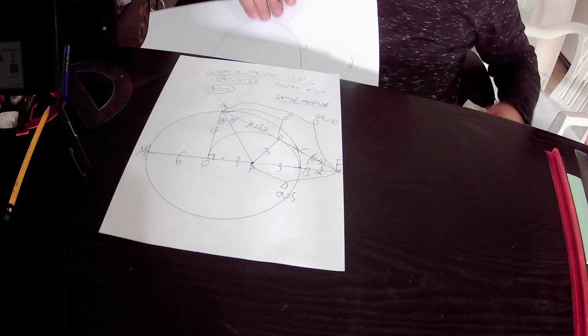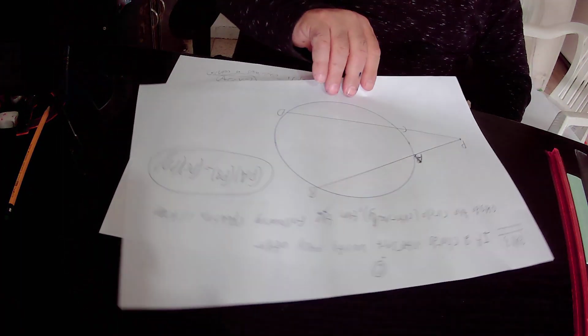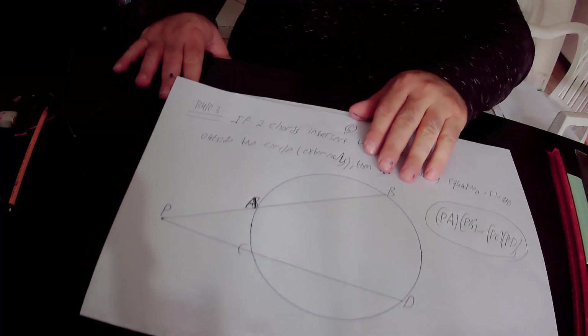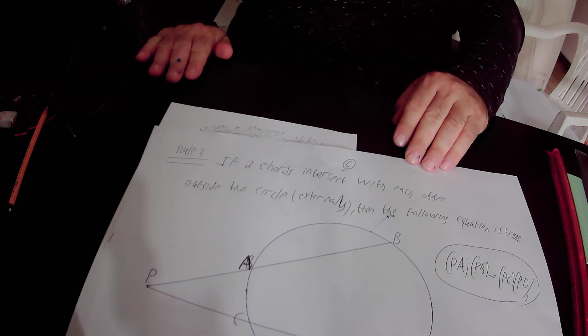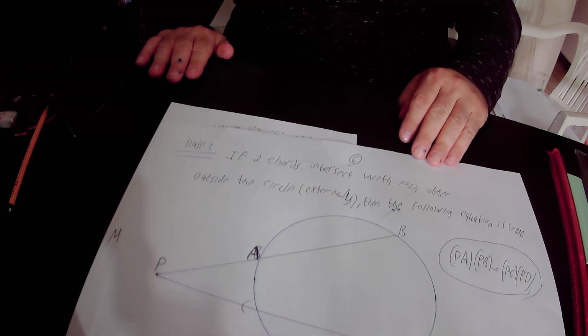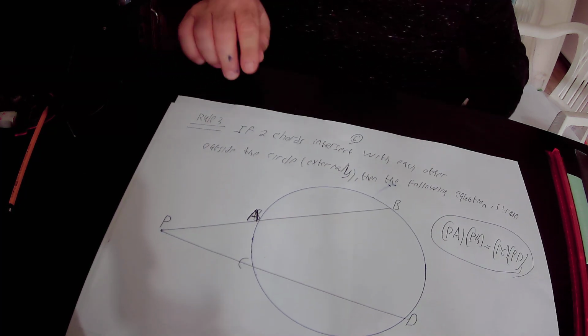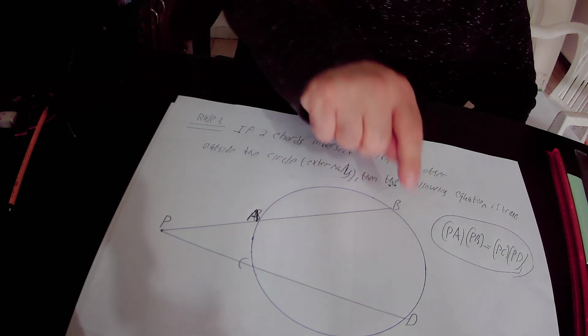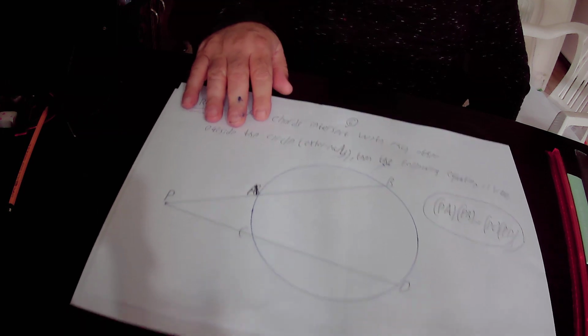Then I presented to you a new rule, that is rule number 3. According to rule number 3, if two chords intersect with each other outside the circle, that is to say externally, then the following equation is true: PA times PB equals PC times PD. Okay, I'll repeat again.